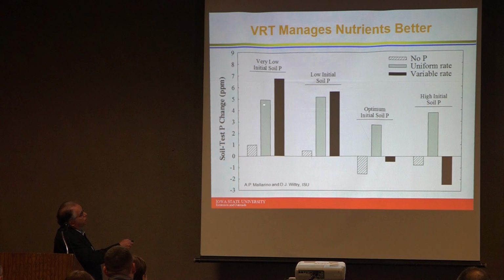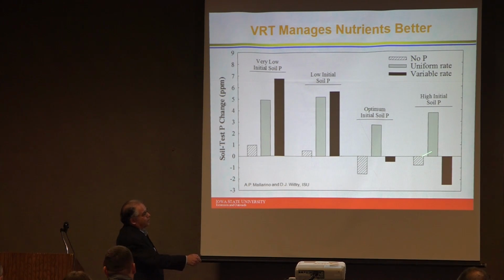You see, with the uniform application, in the gray bars, we are almost about the same in terms of change. But with variable rate, which is the black bars, we increase more in low testing areas within a field. And we decrease with high testing soils.